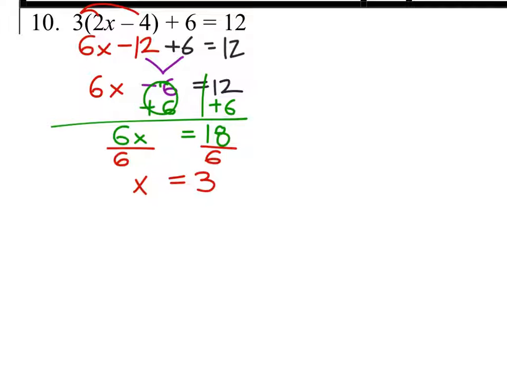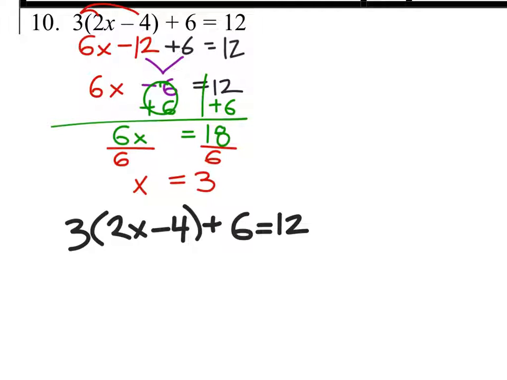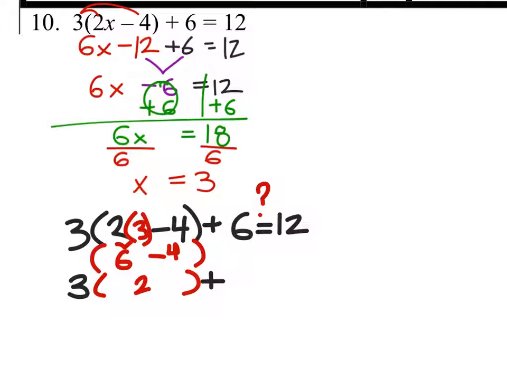So here's what we do. Let's go back to the original equation, 3 times the 2x minus 4. Right now we're saying that x is 3, so I'm going to replace the x with 3, and then I'm going to see if this is a true statement, meaning I should end up with 12 equals 12. So to solve, we're looking at order of operations. I have 2 times 3 minus 4, there's multiplication. 6 minus 4 is 2. Now we have the rest of this stuff: the 3, the plus 6, and this should equal 12.